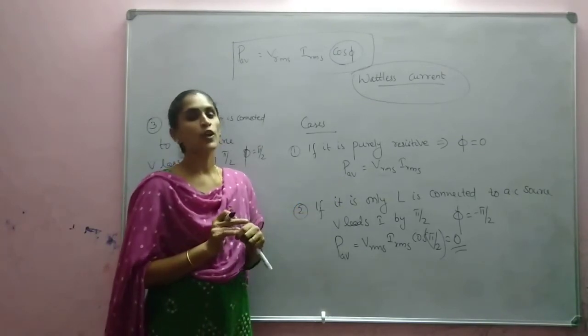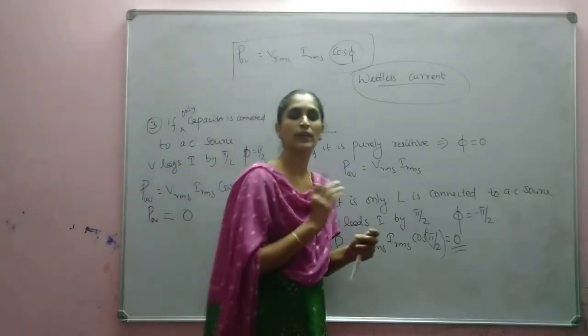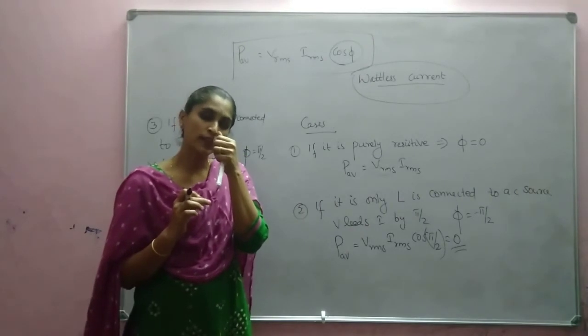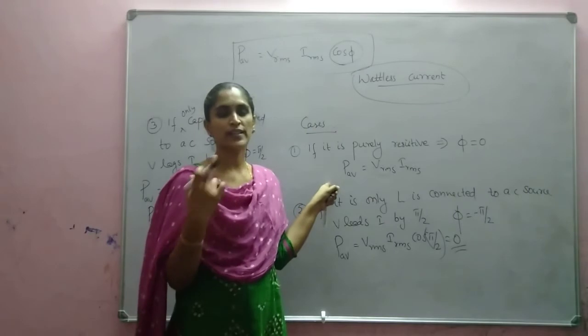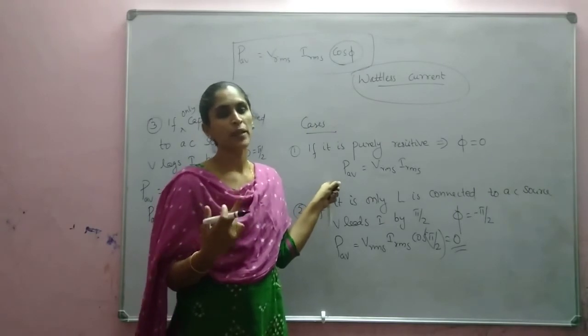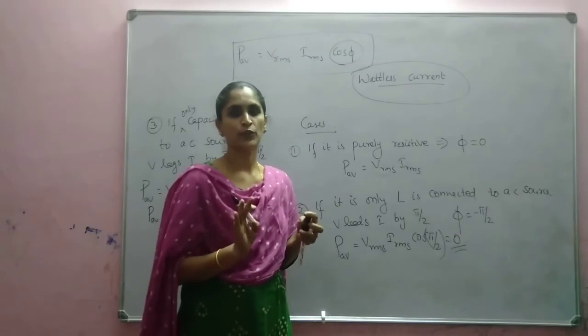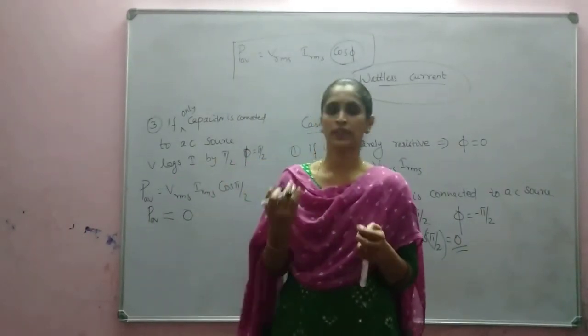So we can say that at resonance also, the average power consumed will be maximum. Why? At resonance, voltage and current will be in the same phase. So at resonance, average power consumed will be maximum. Is it clear? Understood? Okay. And now we will discuss the next topic.